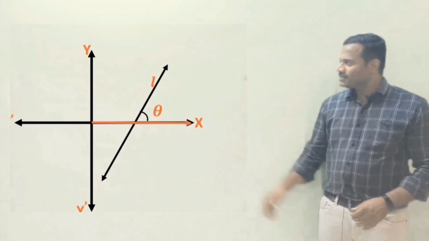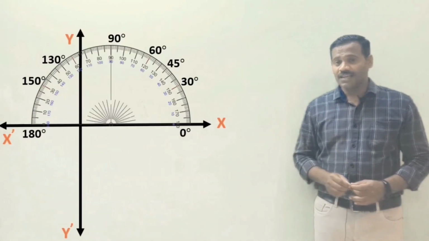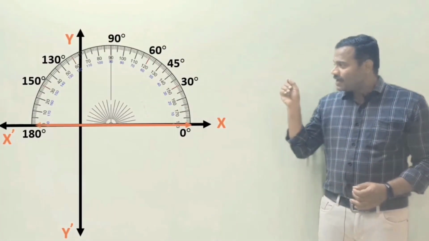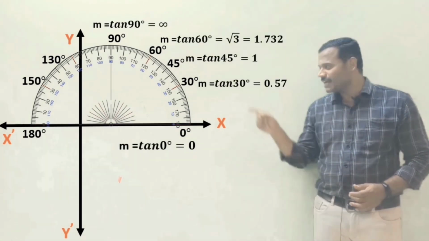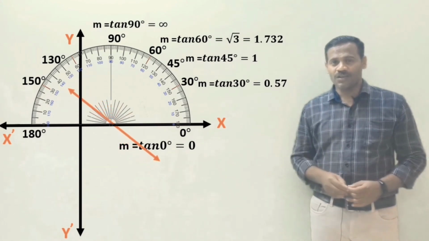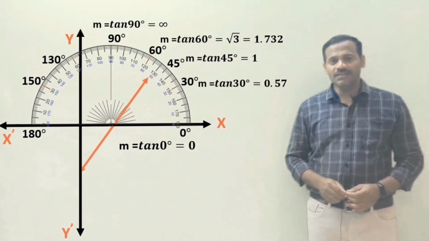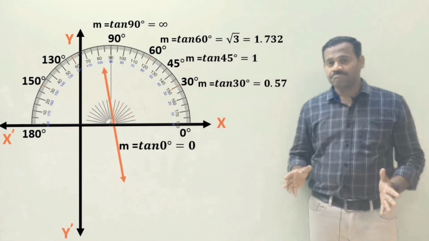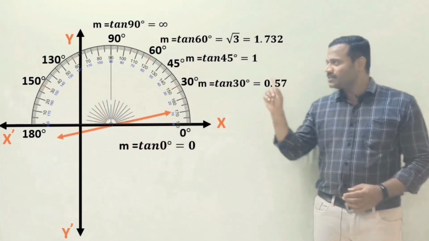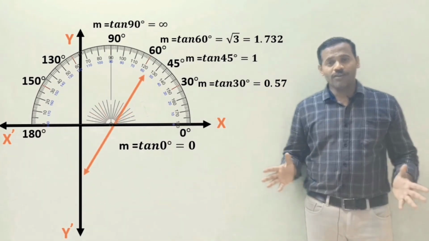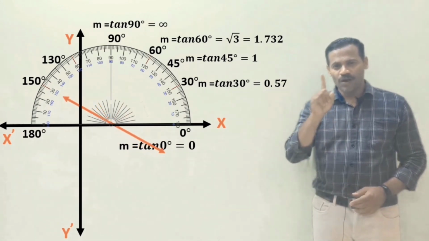Children, now let us take a coordinate system. Assume the line L, and theta is the inclination of the line L. Suppose the angle is 0 degrees, what will be the slope of the line? Yes, it is tan 0 degrees, which is nothing but 0. If the inclination is 30 degrees, it is 1 by root 3, we will get 0.57. If I rotate the angle to 45 degrees, it is tan 45 degrees, which is nothing but 1.